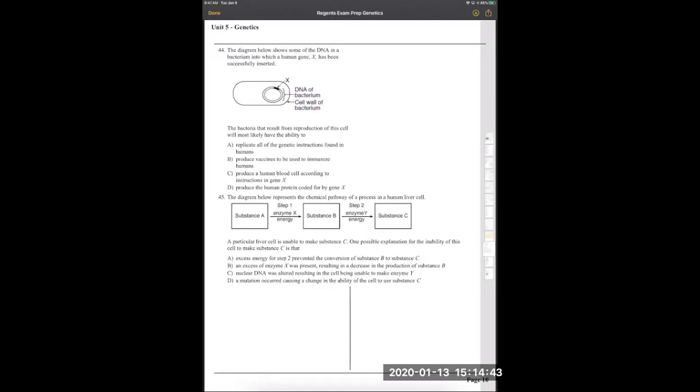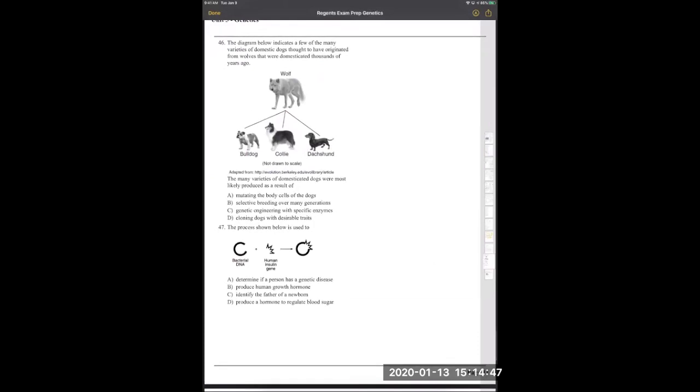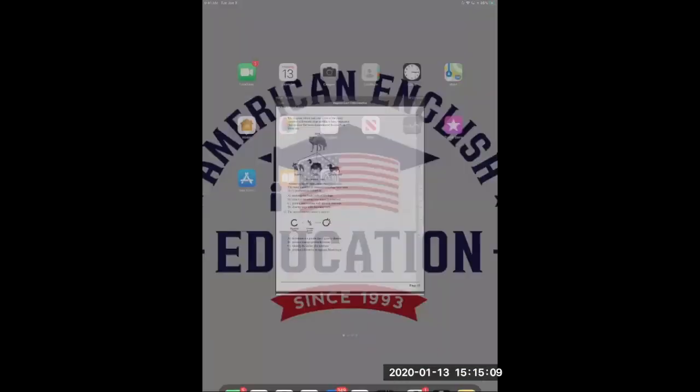Okay, moving on. 46, the diagram below indicates a few of the many varieties of domestic dogs thought to have originated from wolves that were domesticated thousands of years ago. You see a wolf, there's a bulldog, there's a collie, and there's, how do you say this? Dashun. You know what? I'd like to check it out.